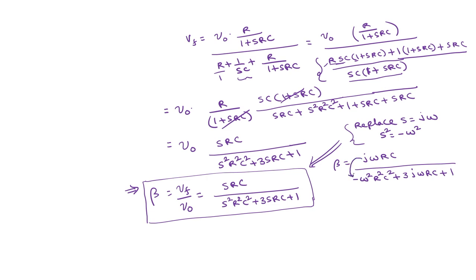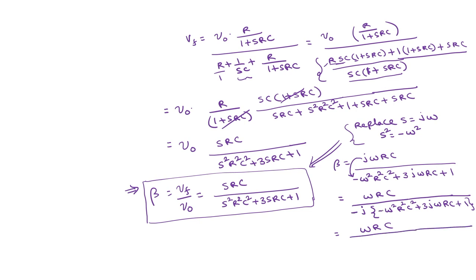So this j, if I take to the denominator, becomes minus j. So this is equal to omega RC divided by minus j times minus omega square R square C square plus 3j omega RC plus 1, or this is equal to omega RC divided by this minus j into minus becomes plus j, j omega square R square C square, and this minus j into plus j becomes minus j square, which is equal to plus 1, plus 3 times omega RC plus this becomes minus j. So what is the imaginary part and what is the real part? Omega RC divided by real part is 3 omega RC plus imaginary part is j, if I take as common, omega square R square C square minus 1.